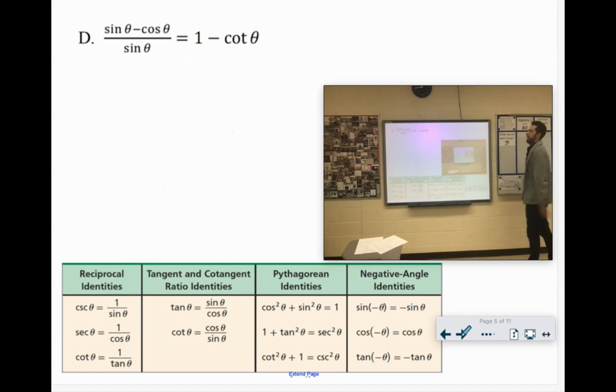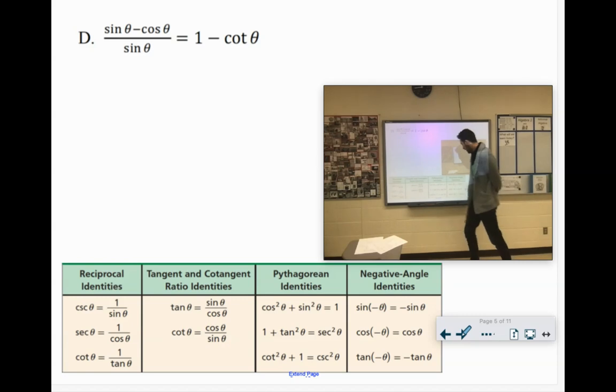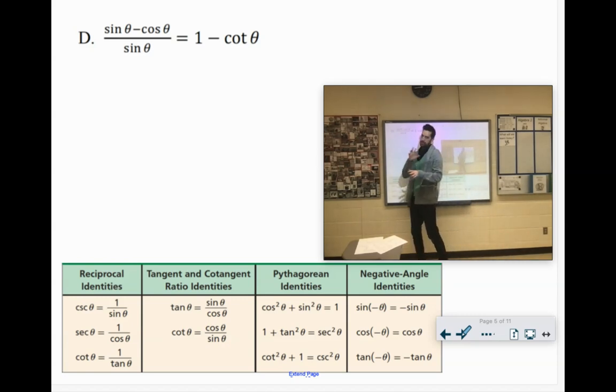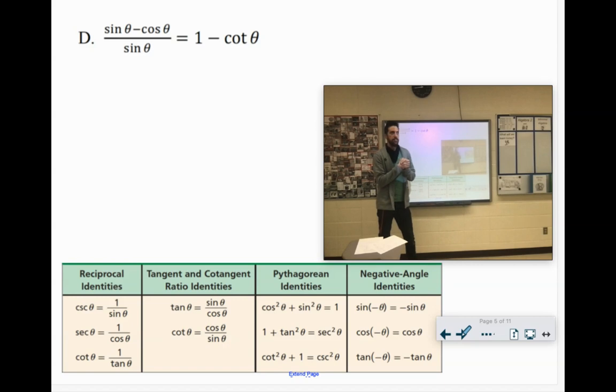Oh goodness me, oh my. Sine of theta minus cosine of theta over sine of theta equals 1 minus cotangent of theta. Okay, this is a little strange, but we did something similar to this when we did the quadratic formula. If you look, we can simplify part of this fraction, the sine of theta over the sine of theta, great. But we can't just cancel out the sine of theta like you want to and make it negative cosine of theta. You have to have it factored out if you're going to do that.